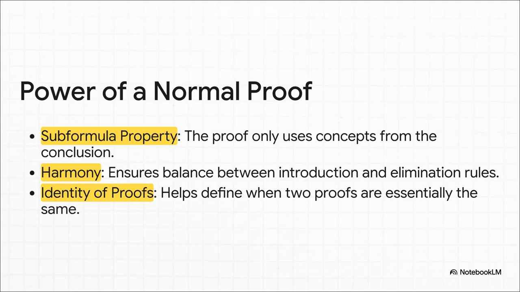Second, it ensures harmony, a perfect, elegant balance between the rules for building ideas up and breaking them down. And finally, it helps us define what it means for two proofs to be the same. If two completely different-looking proofs simplify down to the exact same normal form, we know that, in their essence, they are the very same argument.